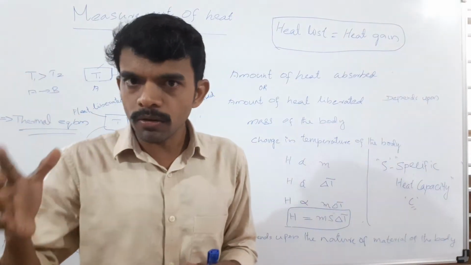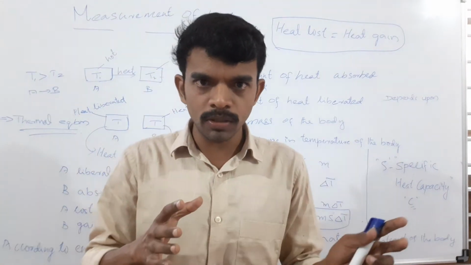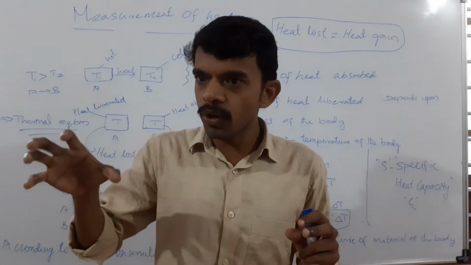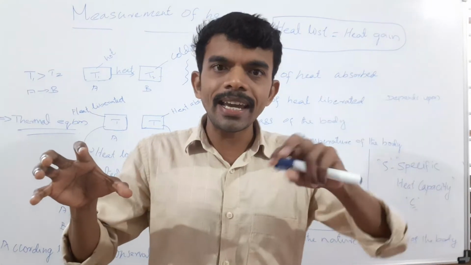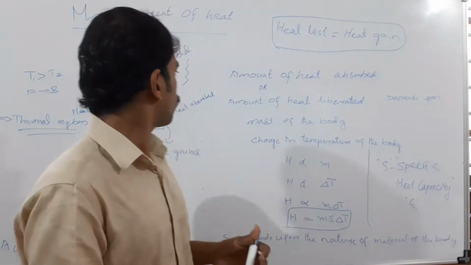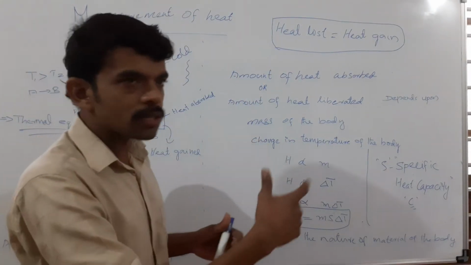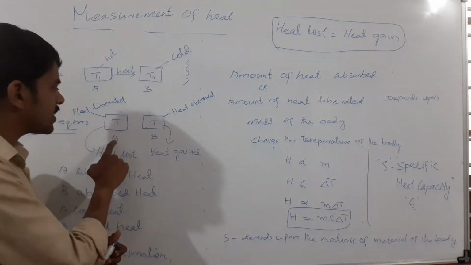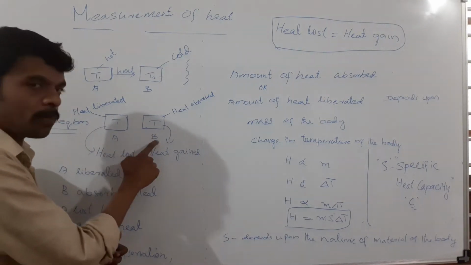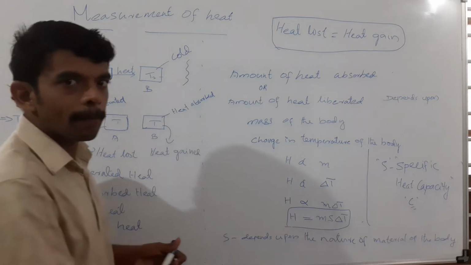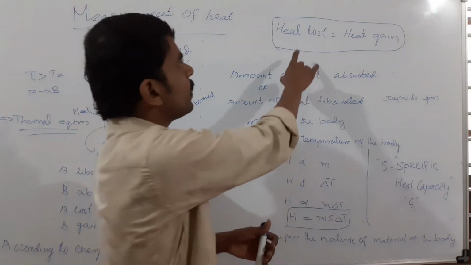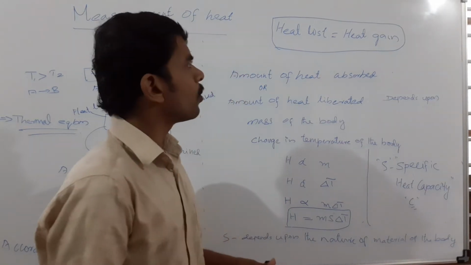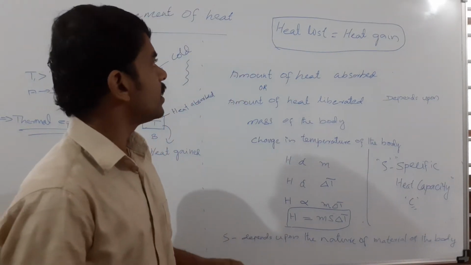Whenever a body loses heat to the surrounding, the heat lost by the body will be equal to the heat gained by the surrounding, or the heat gained by the other body. Here we are considering A and B as the two bodies. So heat lost by A will be equal to heat gained by B numerically. So we say heat lost is equal to heat gained.